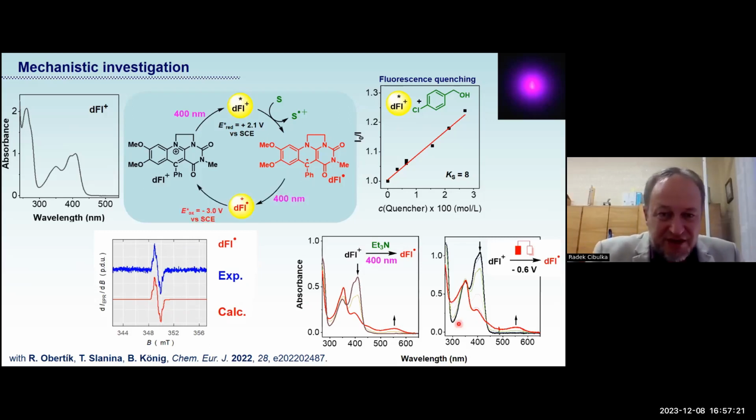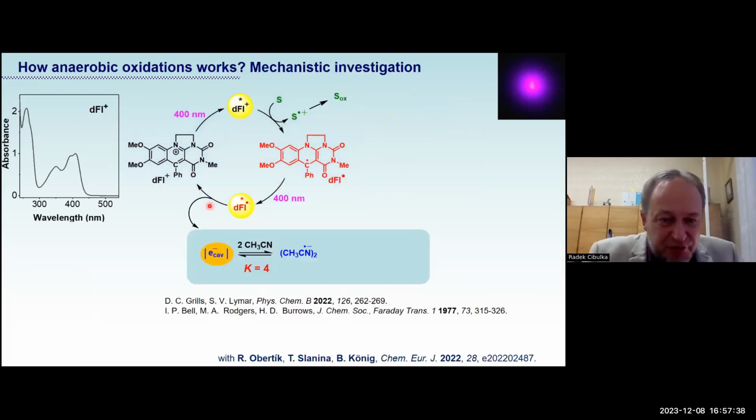So really we have this radical, which can be excited by 400. You can see that it absorbs here. And in the excited state, it can work as a strong reducing agent. Probably it is able to reduce acetonitrile to form this solvated electron, which is in equilibrium with the dimer radical anion.